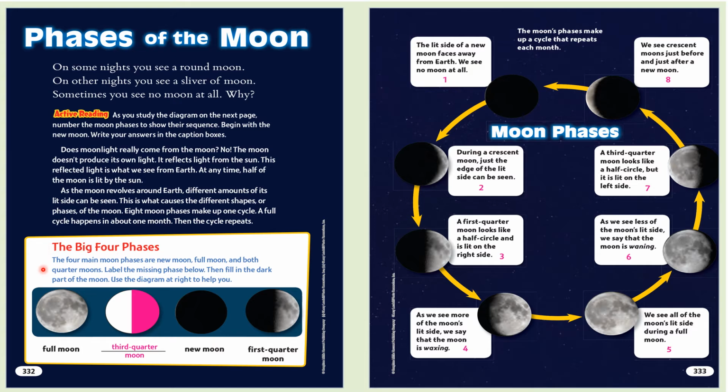Label the missing phase below. Then fill in the dark part of the moon. Use the diagram at right to help you. Full moon, new moon, first quarter moon.